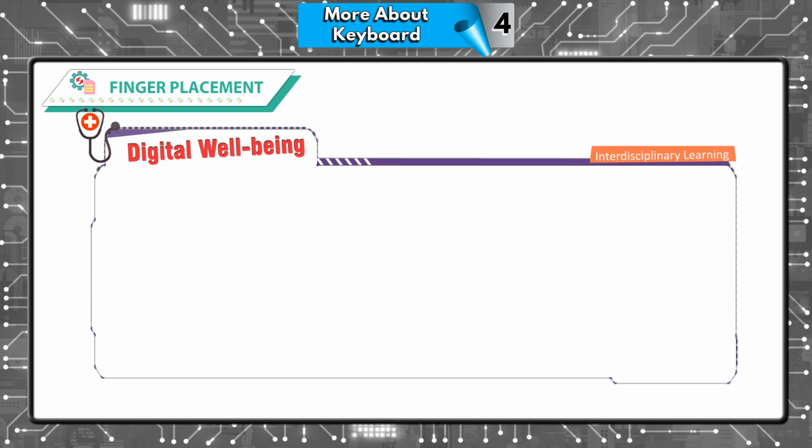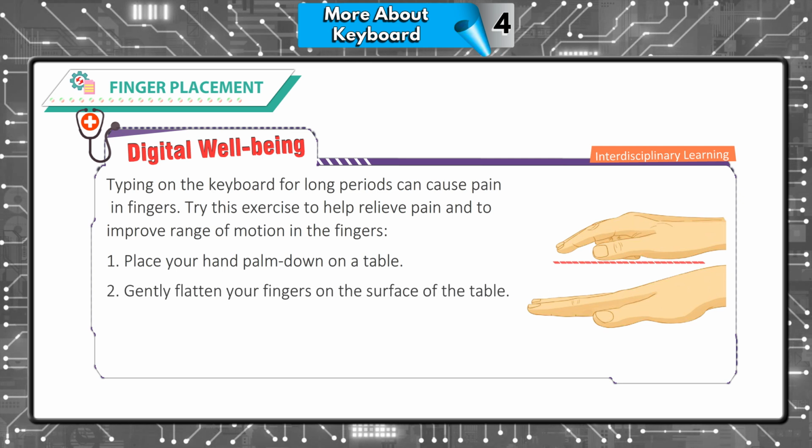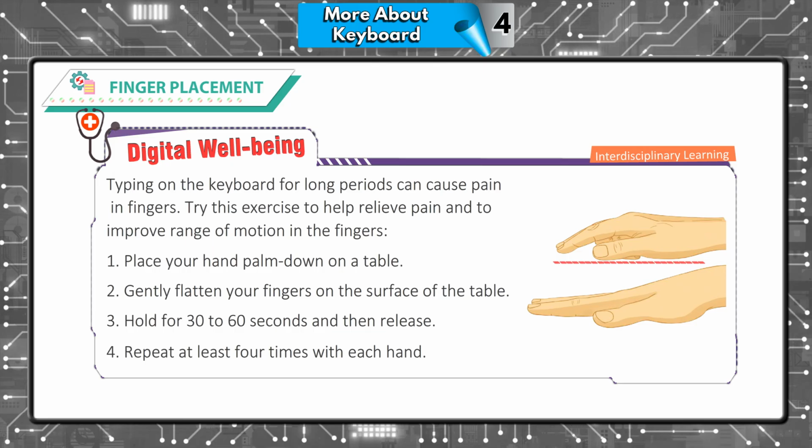Digital well-being. Typing on the keyboard for long periods can cause pain in fingers. Try this exercise to help relieve pain and to improve range of motion in the fingers. 1. Place your hand palm down on a table. 2. Gently flatten your fingers on the surface of the table. 3. Hold for 30 to 60 seconds and then release. 4. Repeat at least 4 times with each hand.